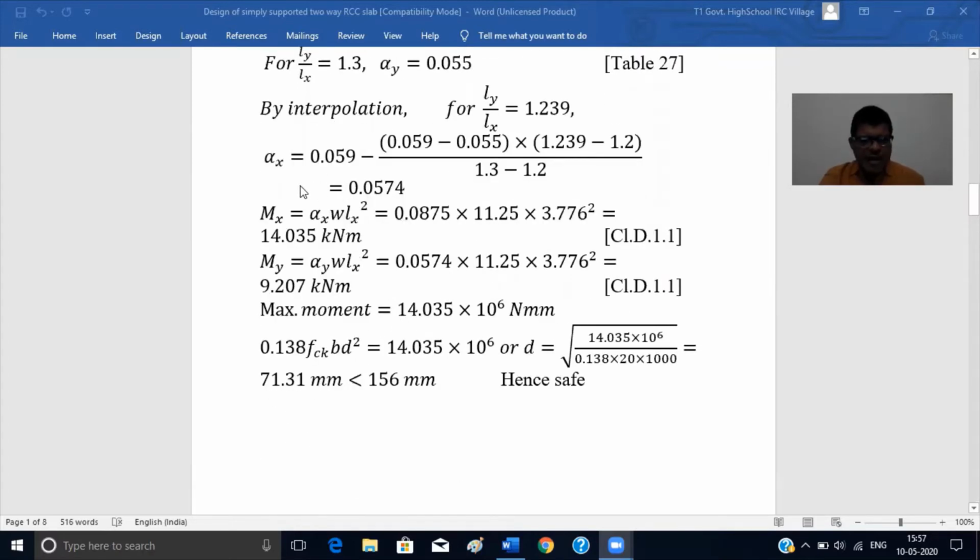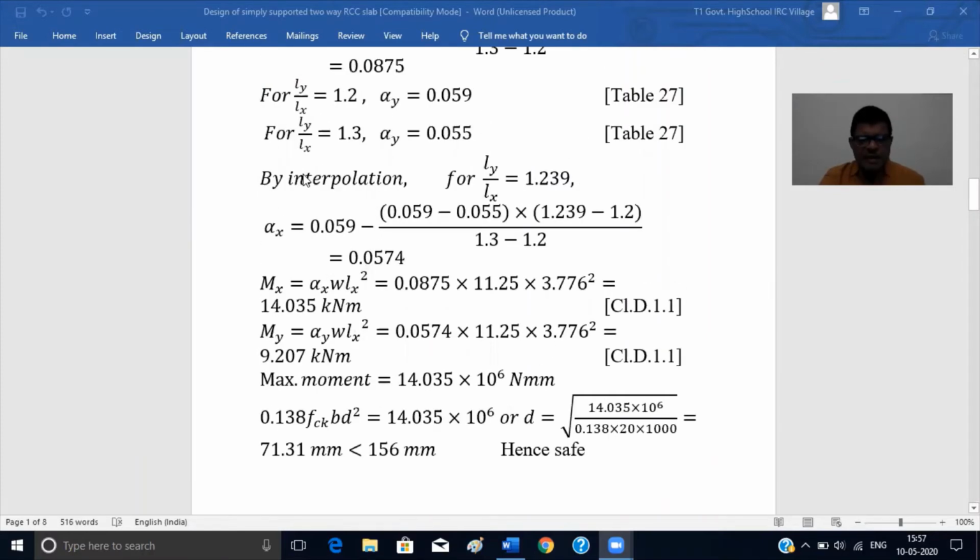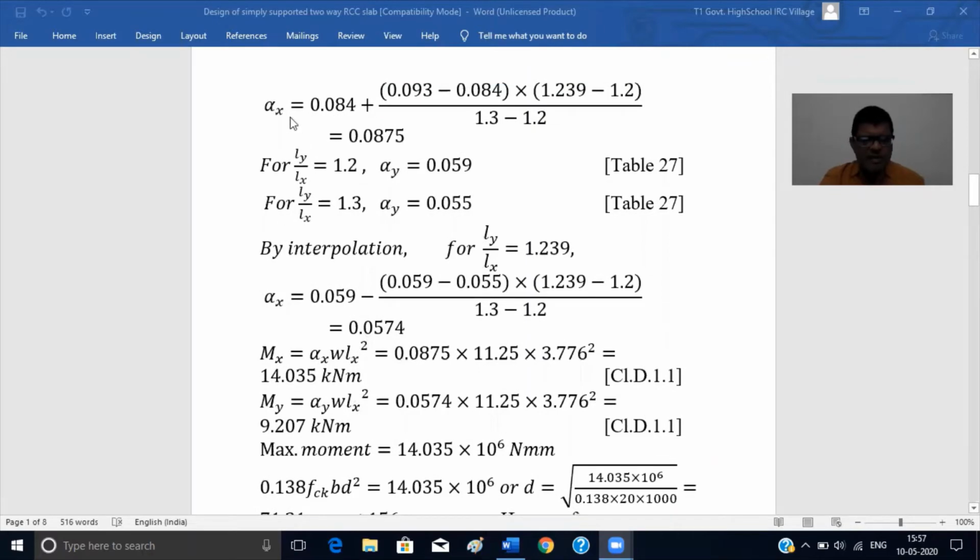Once you find alpha x and alpha y, this is basically alpha y, this is not alpha x, this is wrongly written here. This is alpha x, and this is alpha y. So make the correction here, this is basically alpha y, not alpha x, there is a repetition. So alpha y is this value 0.0574. Alpha x we have found out 0.0875. So Mx will be alpha x w lx square, and My is equal to alpha y w lx square.